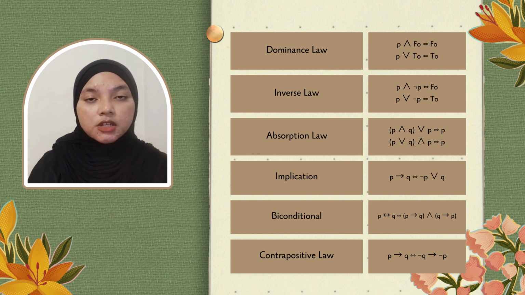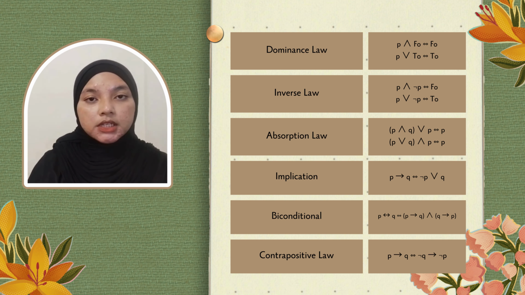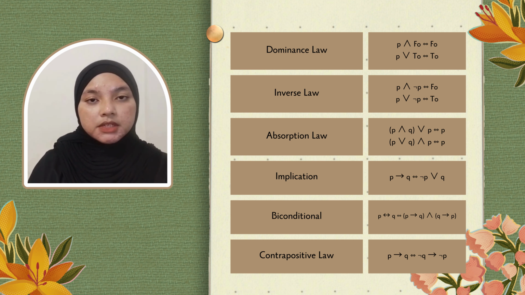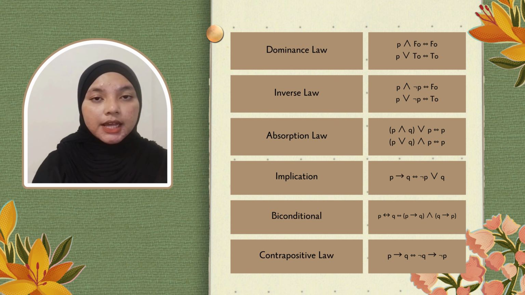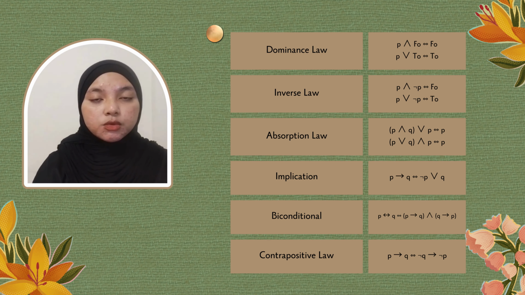Next is inverse law. For example, if we see P and not P, it is equivalent to contradiction, and P or not P will be equivalent to tautology. Next is absorption law. If we see in bracket P and Q or P, it will be equivalent to P, and in bracket P or Q and P also will be equivalent to P.